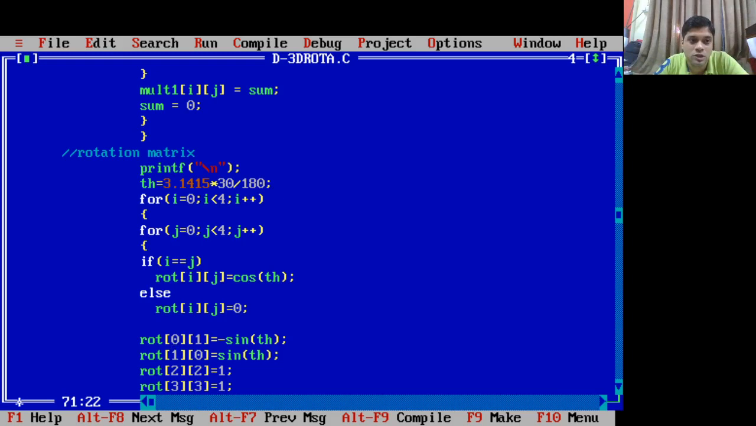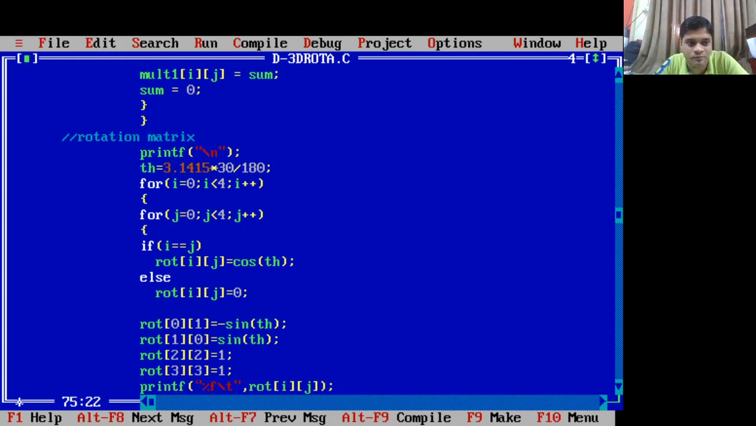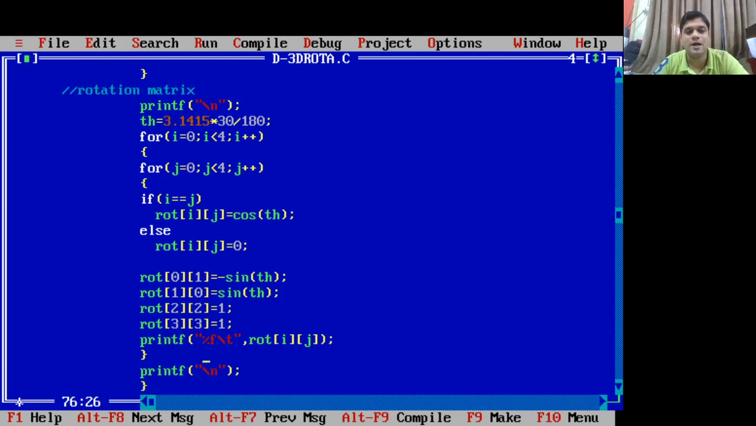So this is the 0,1 position, I have to first make it minus sin theta, and the 1,0 position I have to first make sin theta. The diagonal positions I have already made cos theta. Now I also have to make the remaining two diagonal positions 1,1. So 2,2 I am making 1, and 3,3 I am making 1, so that I have the rotation matrix, that is rotation about the z axis in three dimensions.